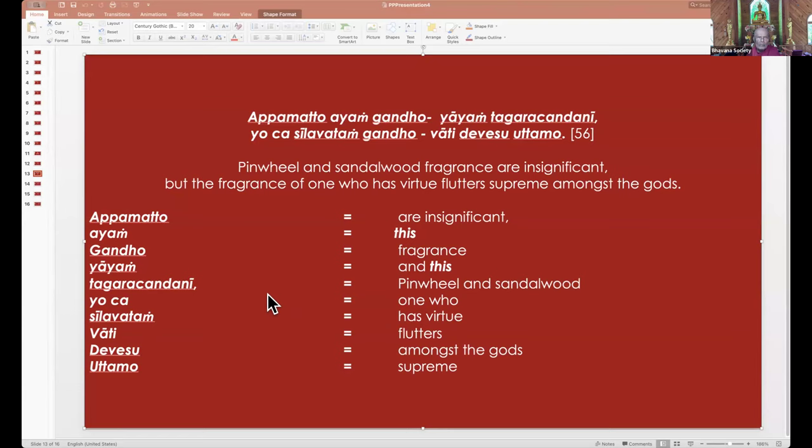That means the pinwheel and sandalwood fragrance are insignificant compared to the virtue of one who lives a virtuous life. The virtue of that person, one who is virtuous, is much greater than all these things. The fragrance of one who has virtue is supreme amongst the gods. That means a virtuous person's virtue is more fragrant than all these other fragrances. That is the meaning.